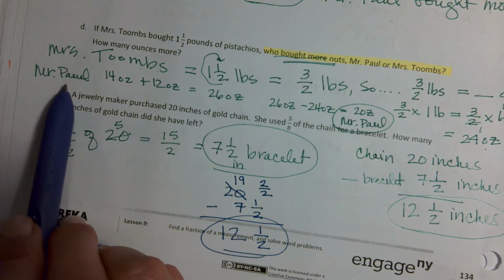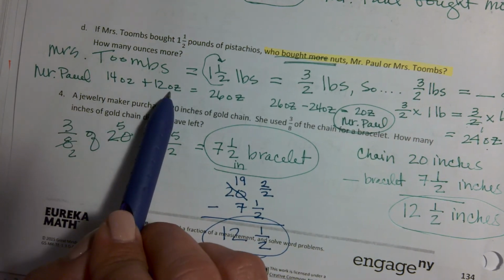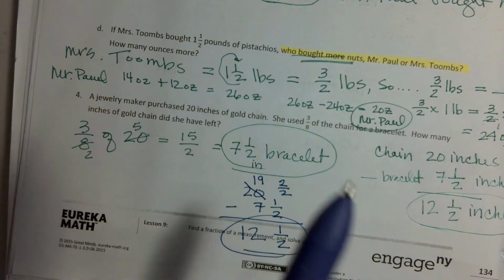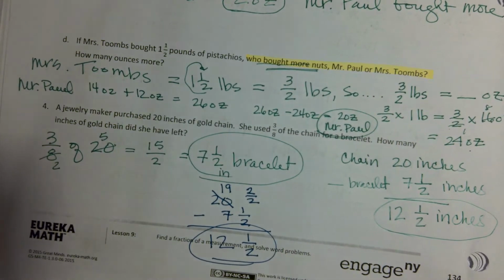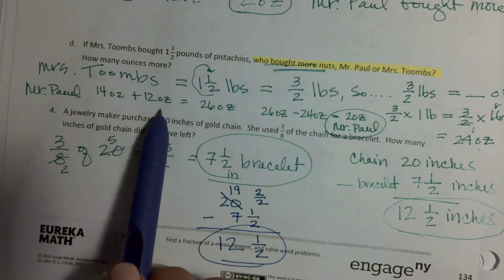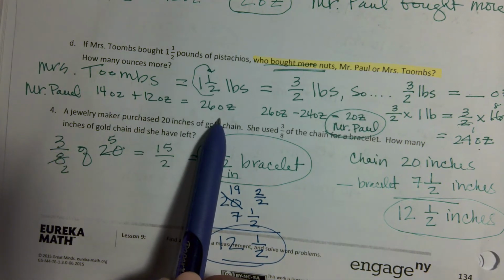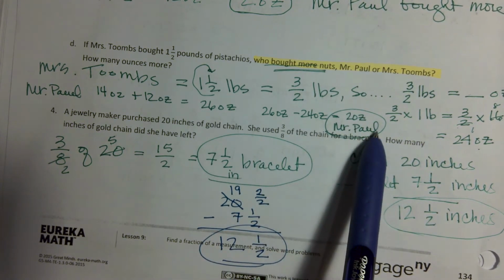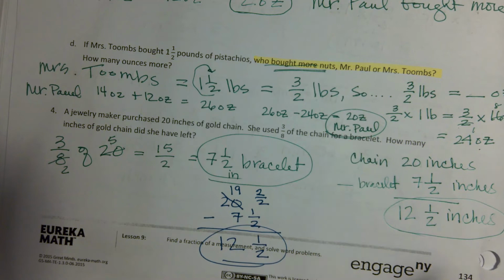So Mr. Paul bought 14 ounces plus 12 ounces. So going back to the problem up above to help us answer the problem below. Mr. Paul, 14 ounces plus 12 ounces is 26 ounces. So 26 minus 24 is 2 ounces. Mr. Paul bought 2 ounces more.